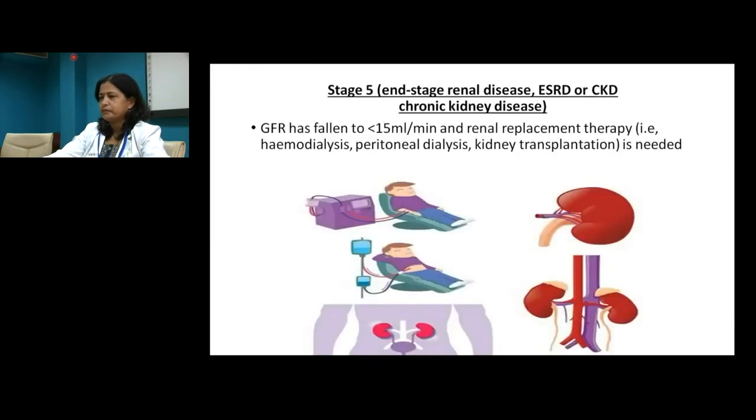Now stage 5, that means ESRD, end stage renal disease or chronic kidney disease. In this scenario, the GFR has fallen to less than 15 ml, and the patient needs renal replacement therapy, that means hemodialysis, peritoneal dialysis, or kidney transplant is needed.